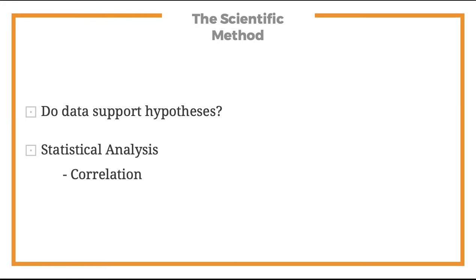Okay, so far we're still in that third step of the scientific method, which is the data step. So we're talking about statistical analysis. We just covered correlation. Now we're going to cover one more concept that falls under statistical analysis, and this is called moderation.